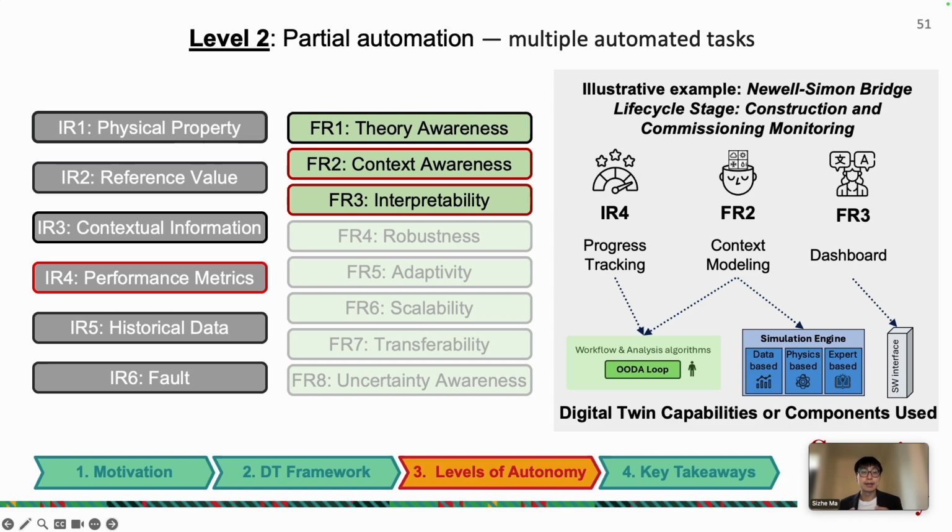And this is where we enter the construction and commissioning monitoring stage of our physical asset. And FR1 contextualized to progress tracking matrices, which is going to use the OODA loop to help generate decisions, while context modeling is used to fulfill FR2 that guides both the downstream OODA loop and the simulation engine itself. And FR3 is fulfilled by a dashboard through software interfaces.